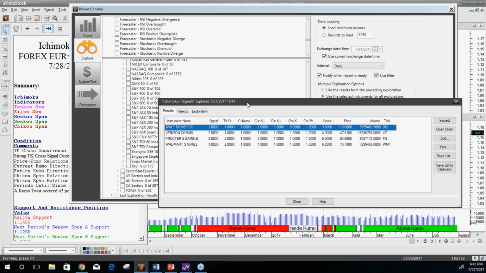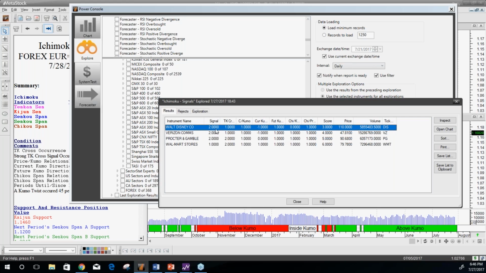The way I'll explain this real quick is to go back to the commentary. You had the Tenkan span, you had these conditions: the TK cross occurrence, the price-Kumo relationship, the current Kumo direction, the future Kumo direction. All of these things are scored, and they can come up with a value of +6 to -6, depending on whether those are bullish or bearish.